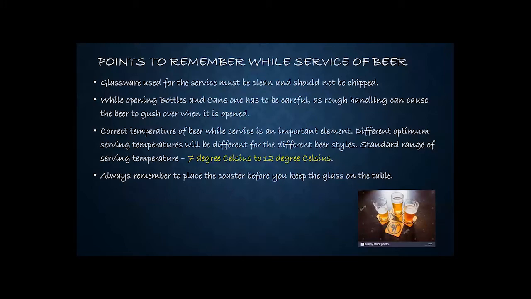Depending on the different styles of beer, the temperatures may vary. However, a standard range of serving temperature can be 7 degrees Celsius to 12 degrees Celsius. Always remember to place the coaster before you keep the glass on the table. As most of the beers are preferred chilled, once they are poured in the glass, condensation might happen and it might spoil your table. In order to prevent this, use of a coaster is a must.